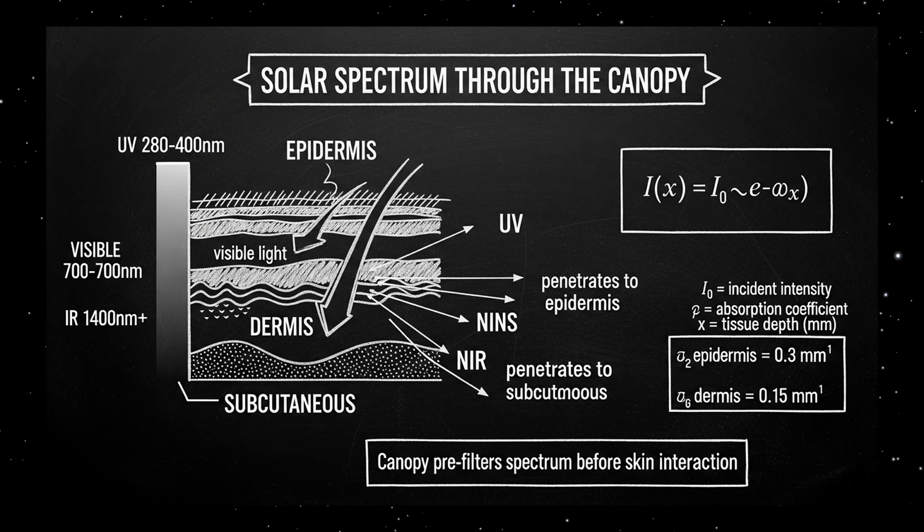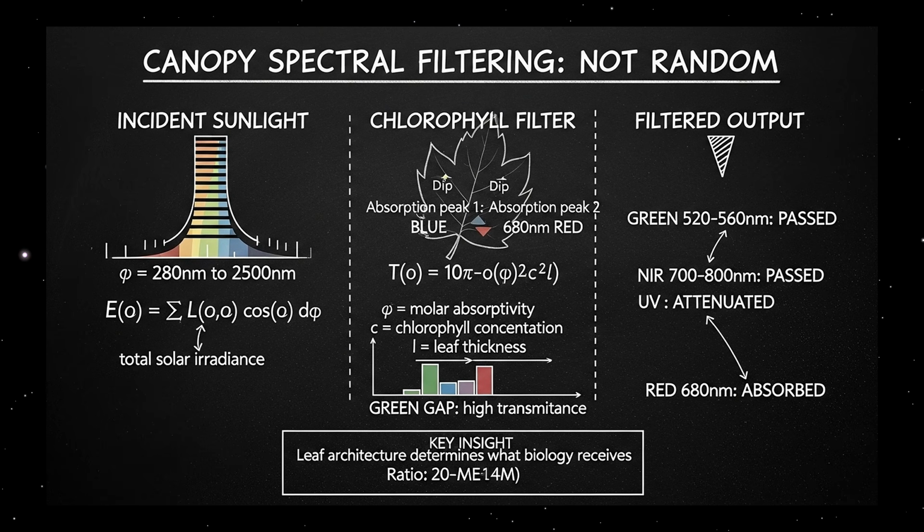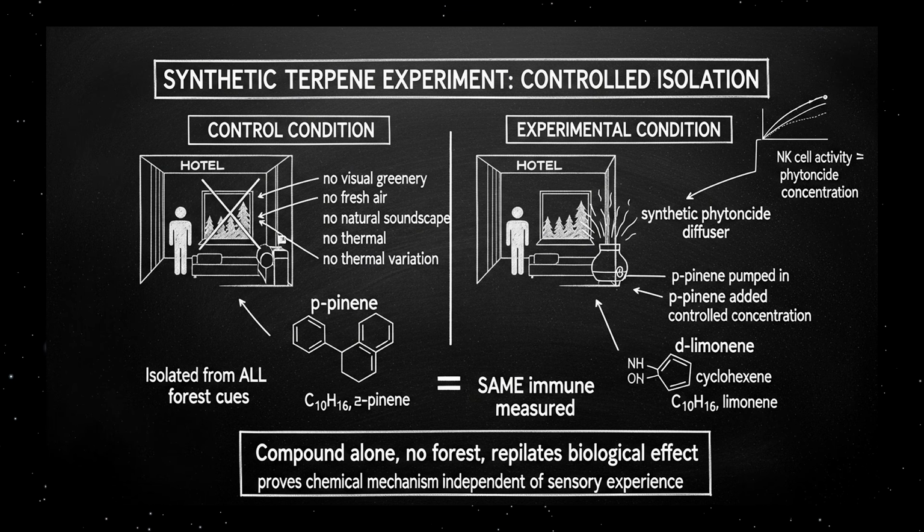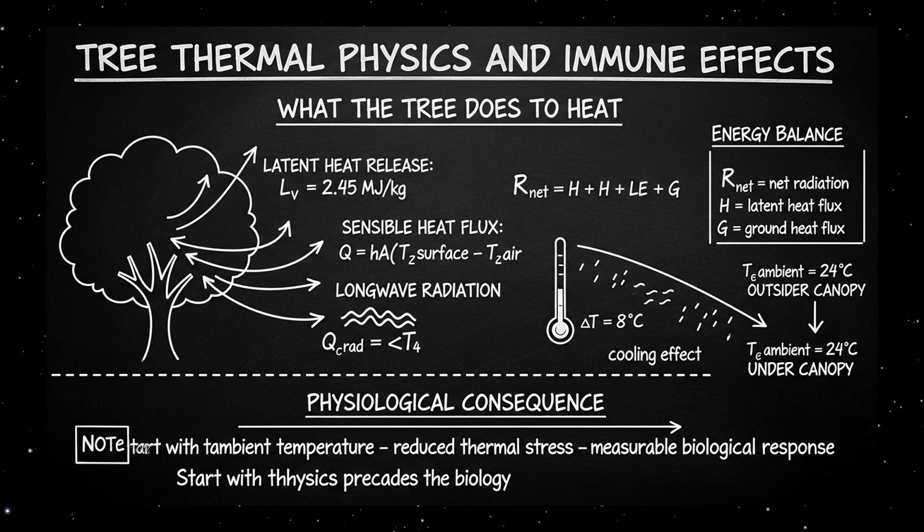The light reaching your skin has been edited by the canopy, filtered through chlorophyll and leaf architecture, and what the canopy kept and what it removed is not random. Both of those mechanisms come first. What arrives after them includes a finding where synthetic tree compounds pumped into a hotel room, no forest, no visual beauty, no fresh air, replicated the immune effect of spending a day among trees.